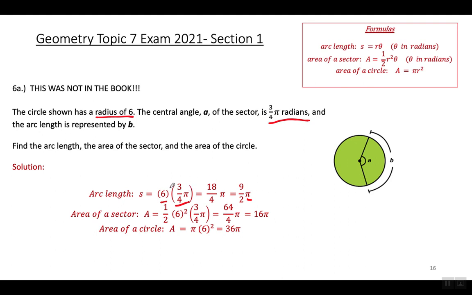So basically, all you got to do is multiply 6 times 3/4. 6 times 3/4 is 18/4. And when I simplify that fraction, I get 9/2. And there's my answer for the arc length, 9/2 pi.